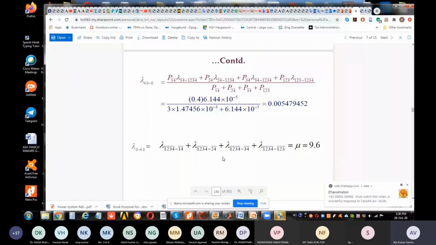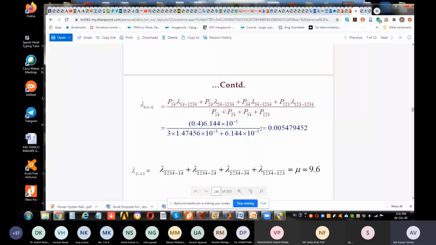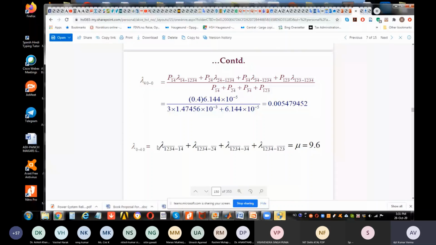Now let's look at 0 to 40. 0 to 40, there is only one state. This is the merge state which we have to look into. So transition from 1, 2, 3, 4 to 1, 4, 1, 2, 3, 4 to 2, 4, 1, 2, 3, 4 to 3, 4, and 1, 2, 3, 4 to 1, 2, 3. This probability is same from everywhere. All the 4 states when it is migrating, because it's already just one state, it would appear in the numerator as well as in the denominator. So multiplication of state probabilities is same.